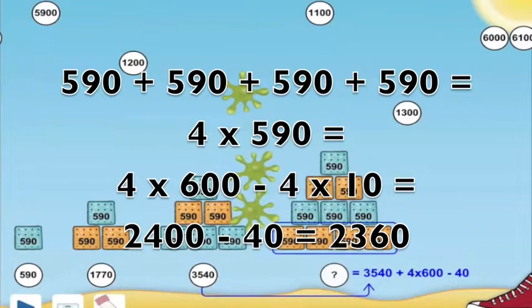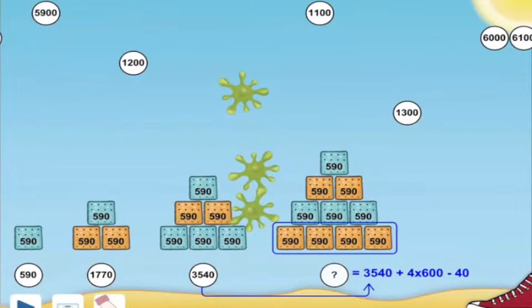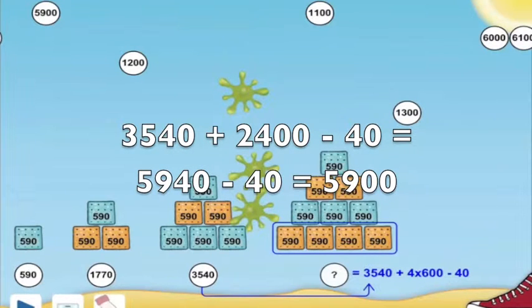And using our strategy, we turn our 590s into 600s, so we obtain 4 times 590 is the same as 4 times 600. Subtract away 4 times 10, and that obtains 2,400 minus 40, which is 2,360. We will add 2,400 to the previous total and then subtract away the 40. Our previous total was 3,540. We will add the 2,400 to that, and that will give us 5,940. And we need to subtract our 40 away, so 5,940 minus 40 gives us 5,900.